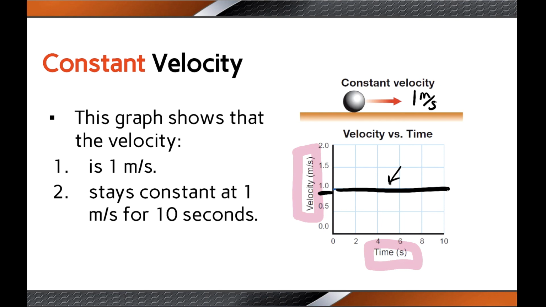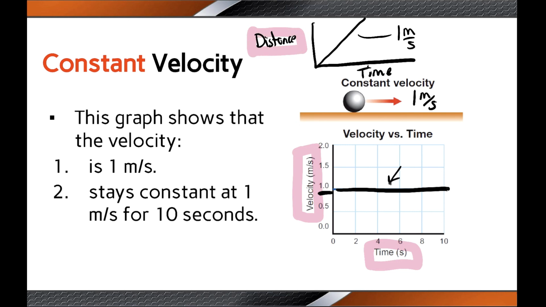So this particular graph, if we changed it and we put time here and now we put distance right here, what would we see? We would see something that would look like this. This slope on a distance time graph would represent 1 meter per second. See, when we change the y-axis, we are going to change the look of the lines like this.